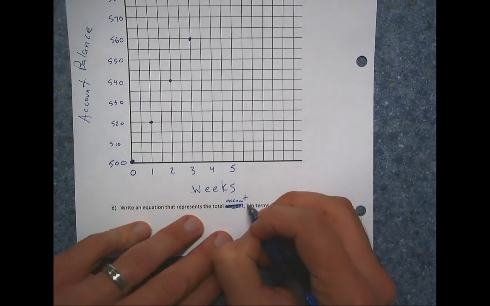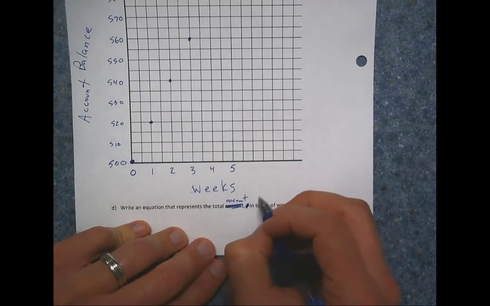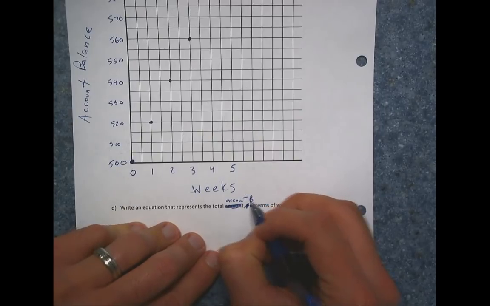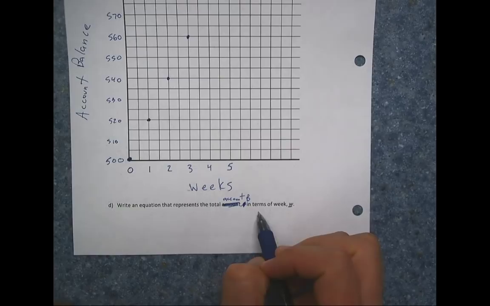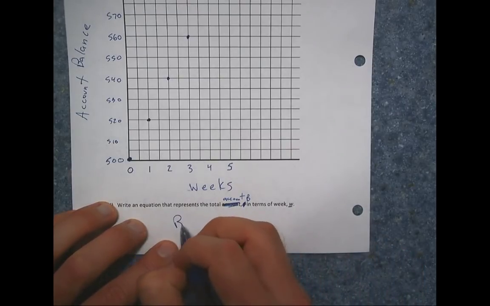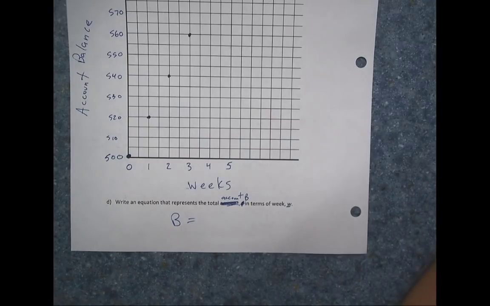And let's not do T because we're not doing time here. Let's do B for balance. So we're going to write an equation that represents the total account, and we're going to express that as B in terms of the weeks. So we're going to write an equation that solves for the total balance if we plug in for W. So if we know how many weeks it is, we can plug into the equation and it tells us exactly how much money.